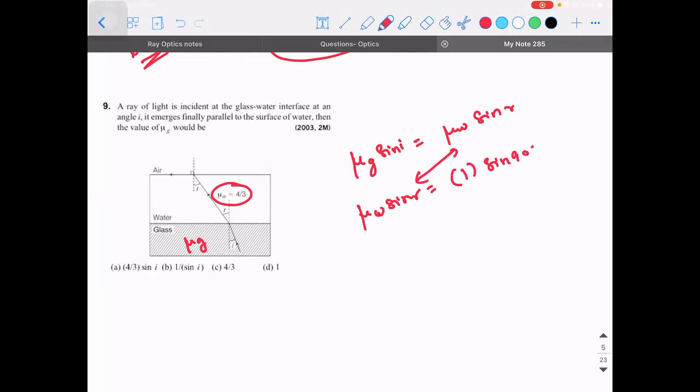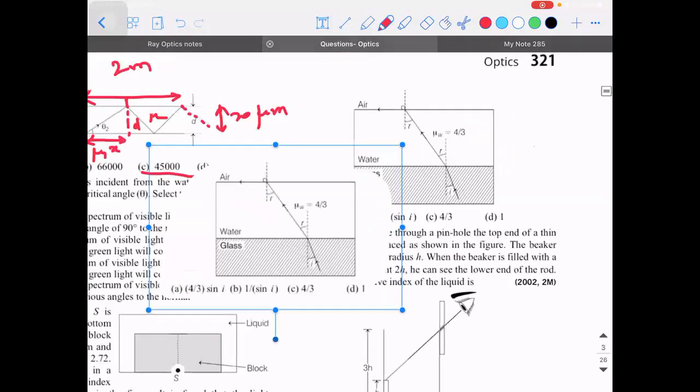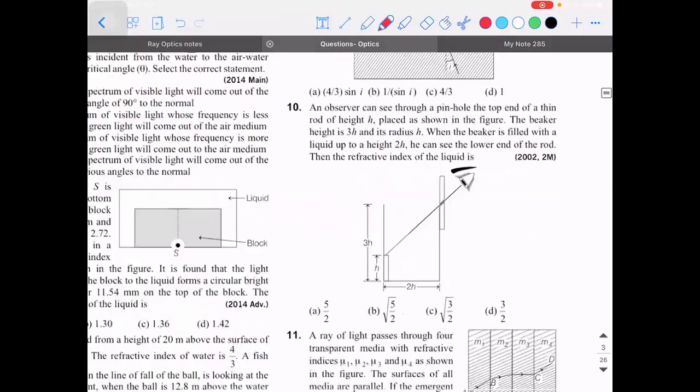But these two are the same, so I can relate these two. So mu g into sin I is equal to sin 90 degrees. So mu g will be equal to 1 divided by sin I. That's the answer. Right? So it's a simple problem. Shall we try the next one?